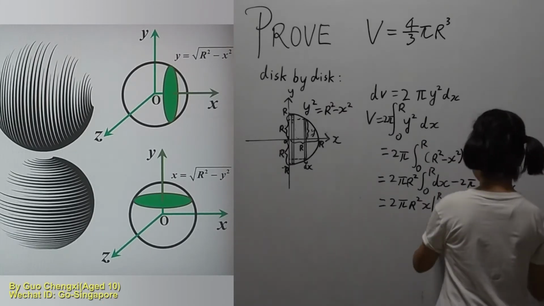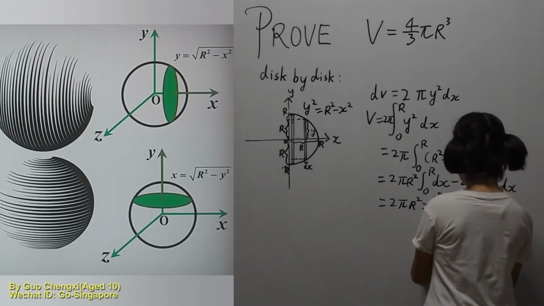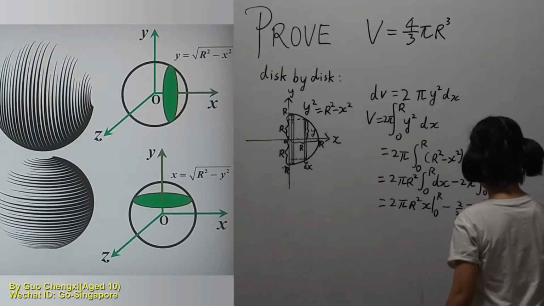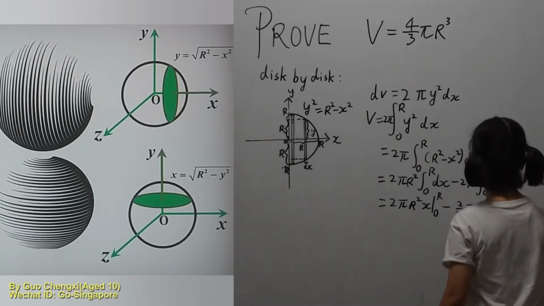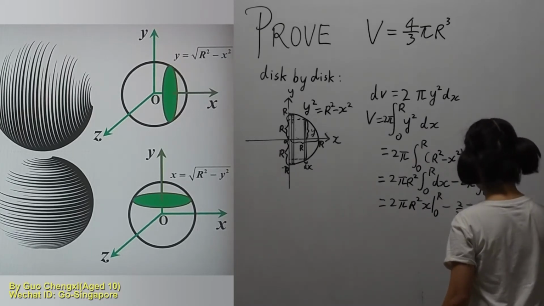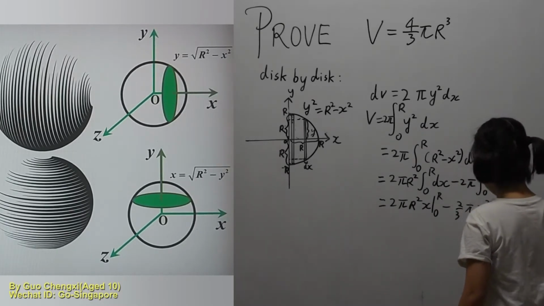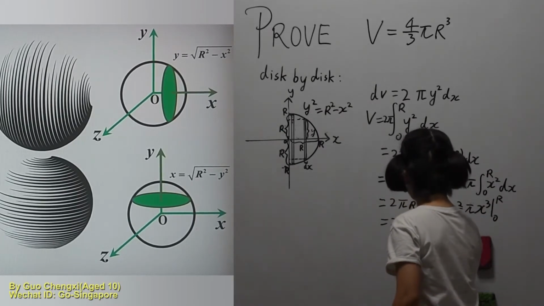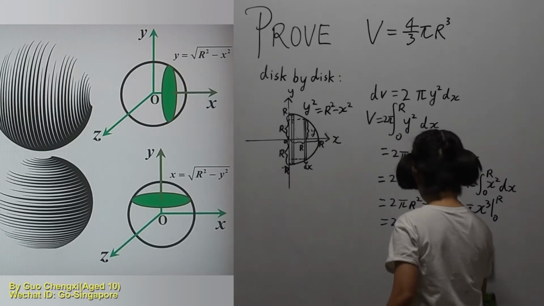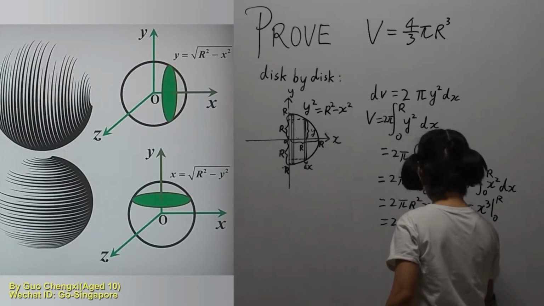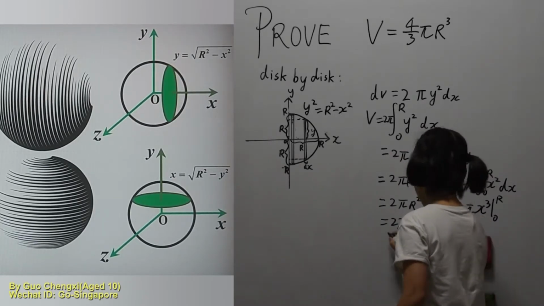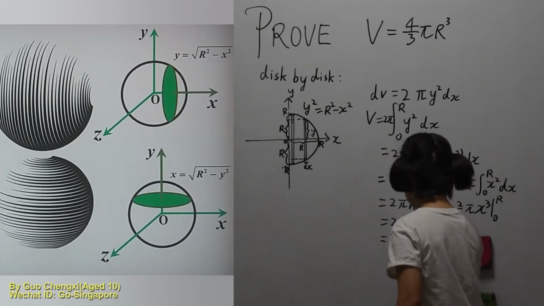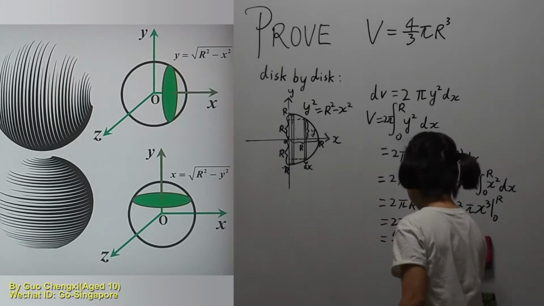So here is squared, so it becomes 2 over 3 pi r squared. Well, it's not r squared because over here it is still x cubed from 0 to r. Then here becomes 2 pi r cubed minus 2 over 3 pi r cubed. And then here equals to what? Here equals to 4 over 3 pi r cubed.